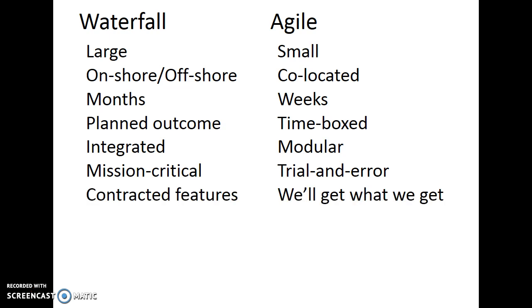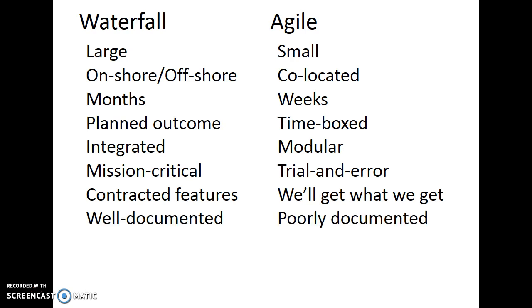Waterfall, because it has those planned outcomes, has contracted features. You know what the success criteria is. Agile tends to be, we'll get what we get and we'll try to put in as much as we can. So Agile tends to be less well-defined.